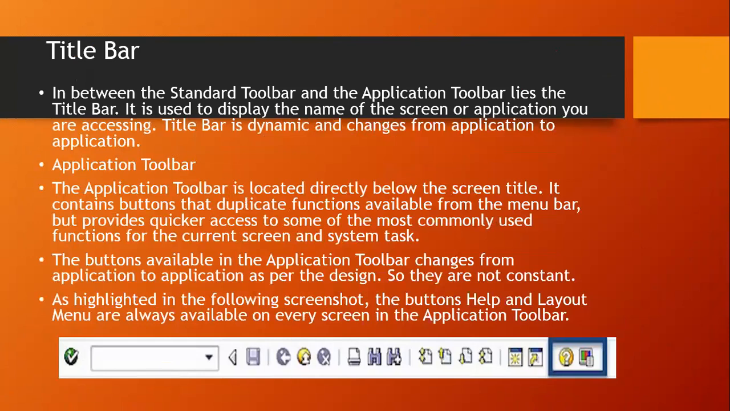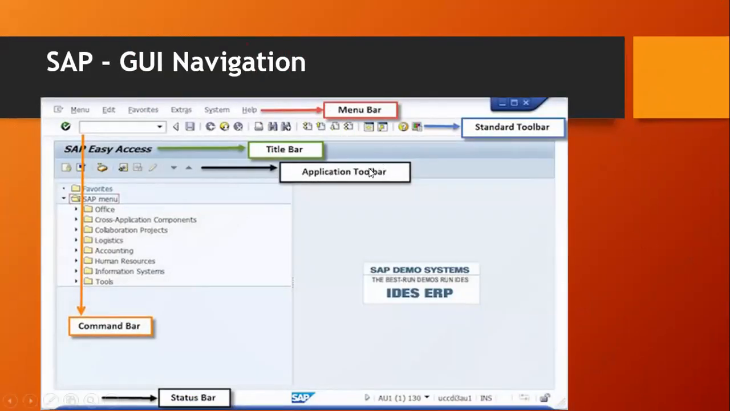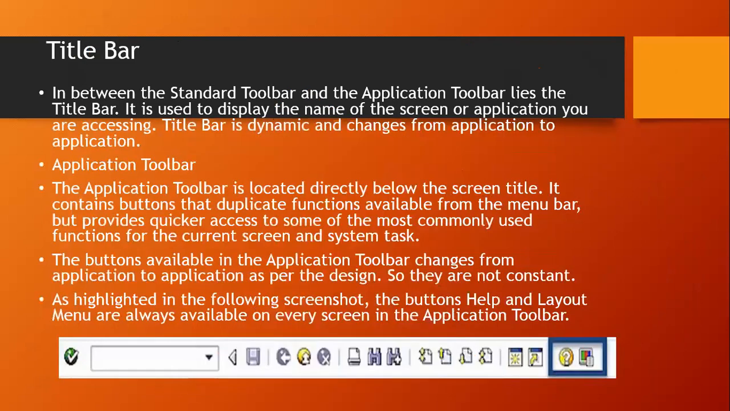The application toolbar is located directly below the title bar. Now, the next is called the application toolbar, which is this. Very important bar in SAP, and you will probably use it a little bit more. Let's see what it is used for. The application bar is located directly below the title screen. It contains buttons that duplicate functions available from the menu bar, but provides quicker access. Like I said, it is a fast shortcut area to your various menus.